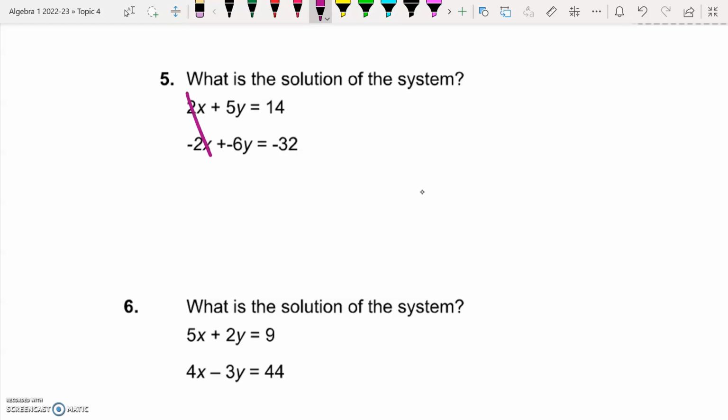Alright, so these eliminate just by adding together. 5 minus 6 is negative 1. 14 minus 32 is negative 18. I divide by negative 1. I get y equals 18.